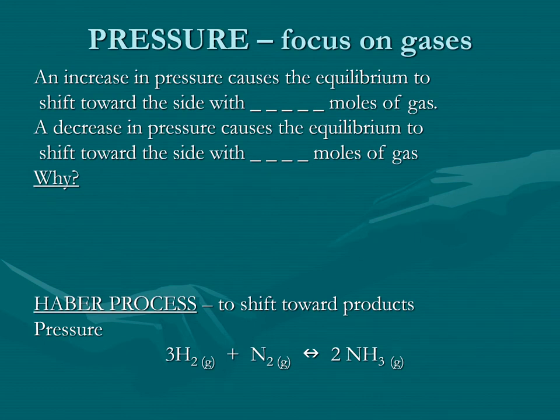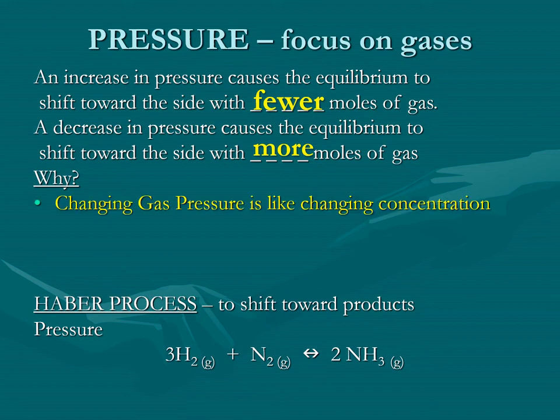The third stress we're looking at is pressure. This focuses on gases. An increase in pressure causes the equilibrium to shift toward the side with fewer moles of gas, whereas a decrease in pressure causes the equilibrium to shift toward the side with more moles of gas. Why is this? Well, changing a gas pressure is like changing the concentration. If I increase the pressure, then there are more particles in a smaller area. Increasing the pressure is like increasing the concentration.